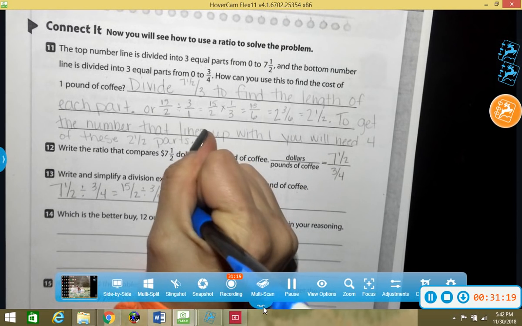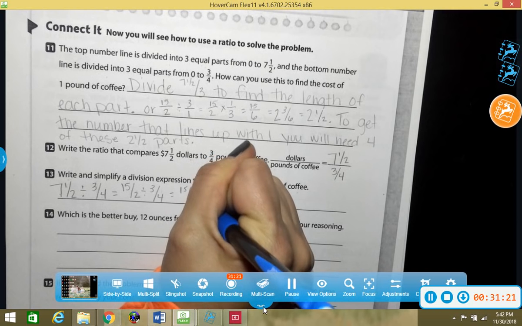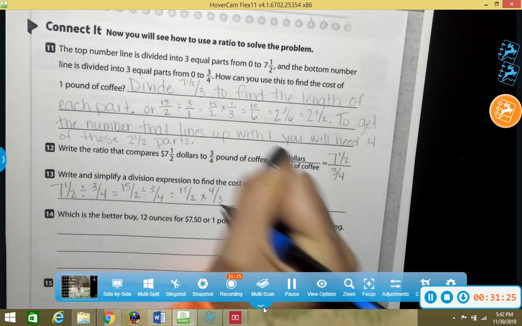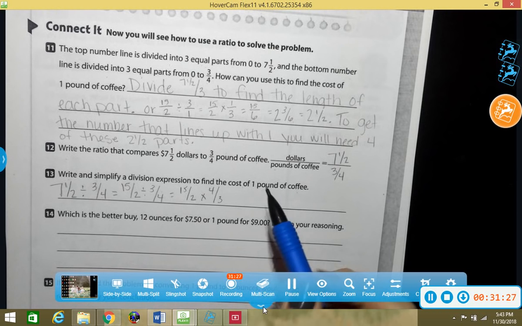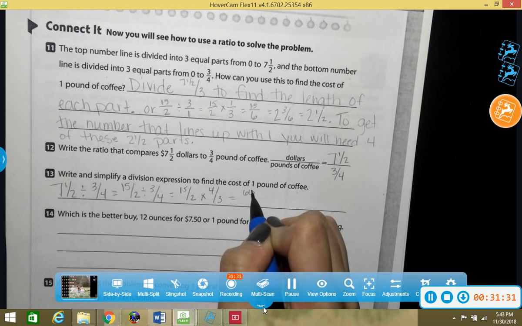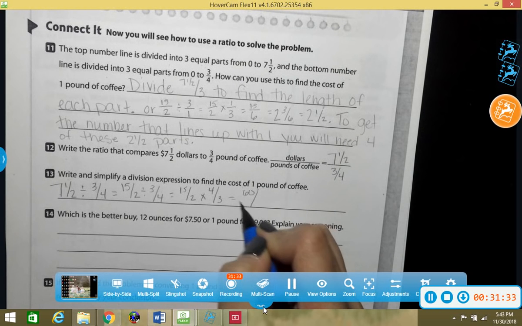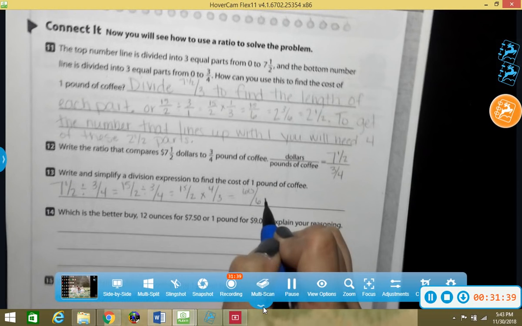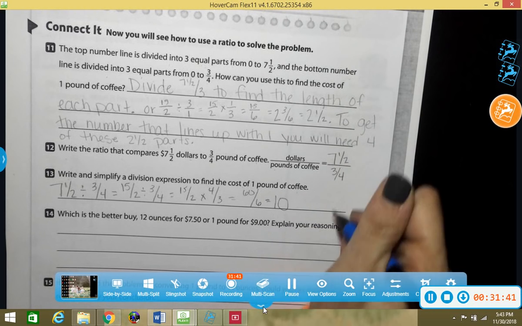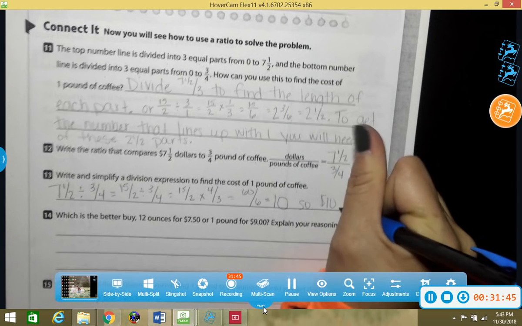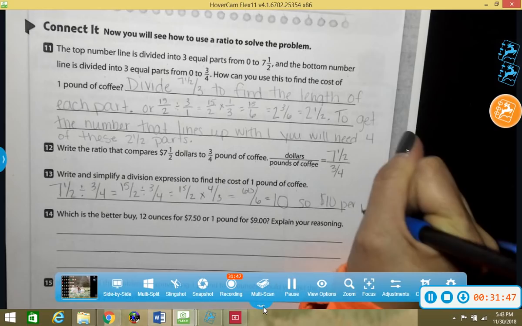Now we can go ahead and divide this, but we have to multiply it by the reciprocal. That's the easiest way. So 15 over 2 times 4 over 3. So 15 times 4 is 60, and then 2 times 3 is 6. We have 60 divided by 6. 6 will go into 60 10 times. So that means it is $10 per pound.